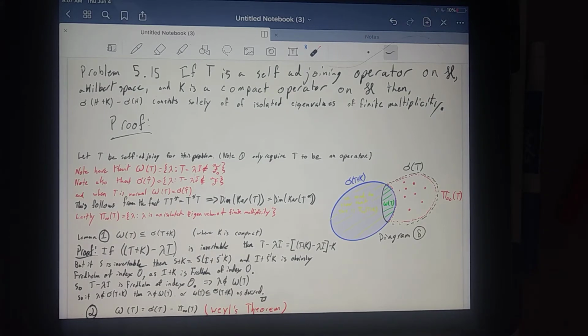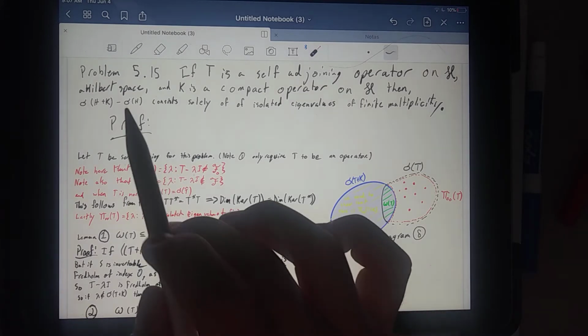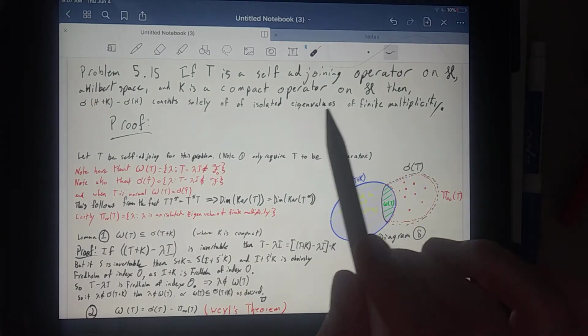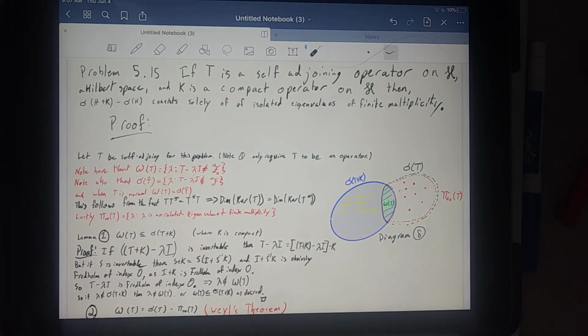So this problem kind of screams an algebraic approach because you see that H plus K, and we've got the compactness, so it feels like we're going to be working with Fredholm operators, but it's also very topological because we're talking about isolated points.